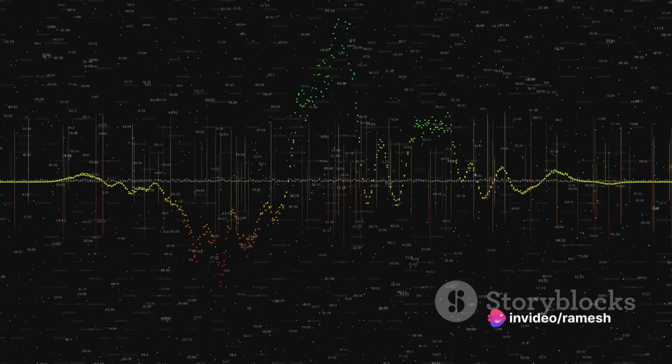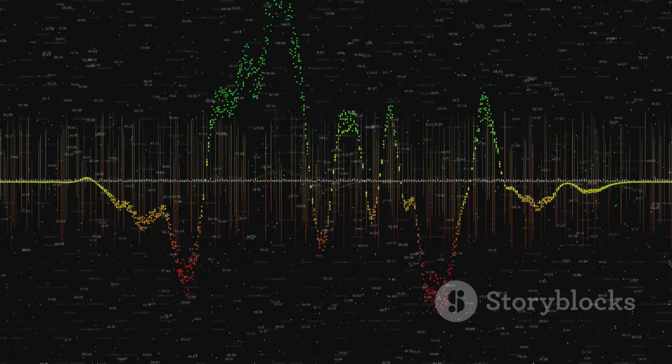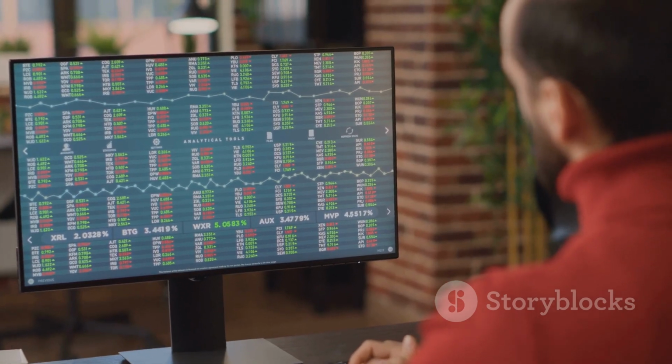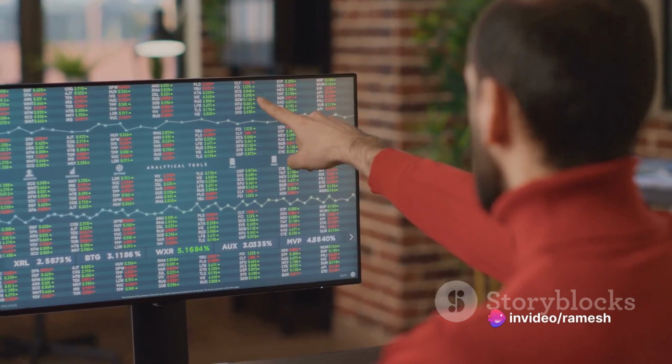Once you've identified the trend, the next step is to find the entry point. This is where volume analysis comes in. High trading volumes often indicate the presence of smart money. Spotting these high-volume areas can provide potential entry points for your trades.